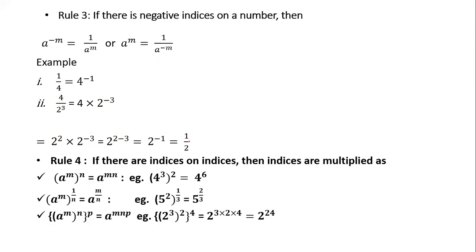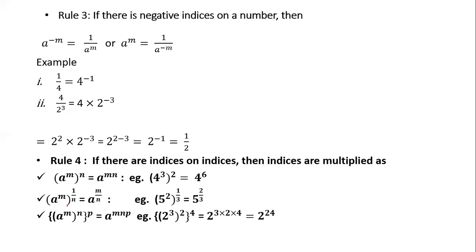Let's move on to the next law. Now here, if there are indices on indices, then the indices are multiplied. If you have a power m or power n, we have 2 indices, m and n. So we can just multiply the powers, m by n, so we have a power m times n. An example is 4 power 3 or power 2. So it becomes 4 power 3 times 2, which is 6.